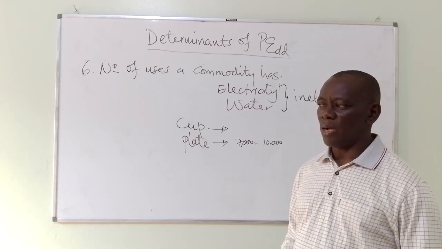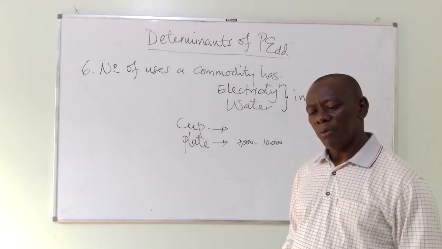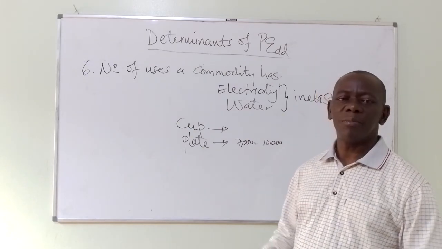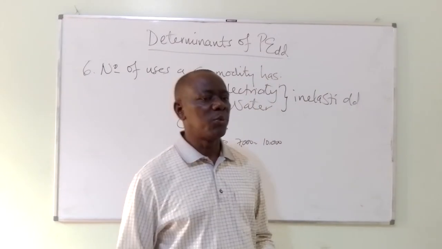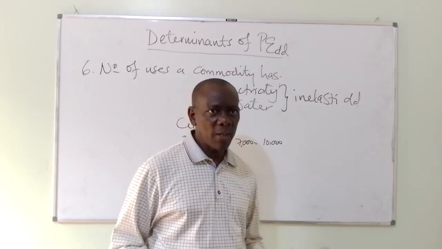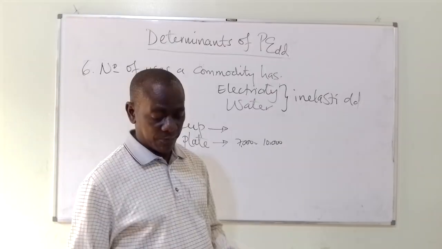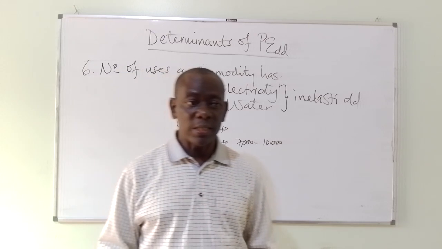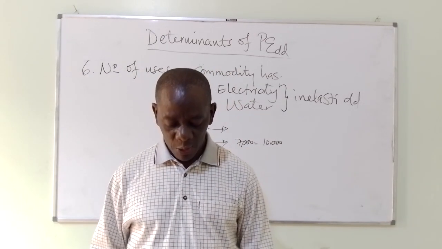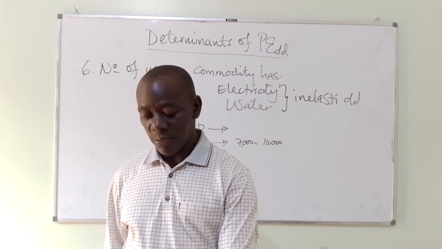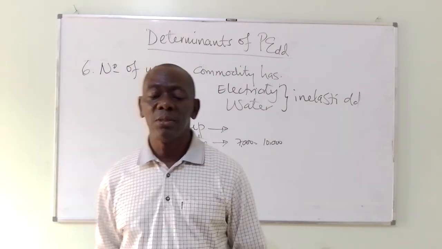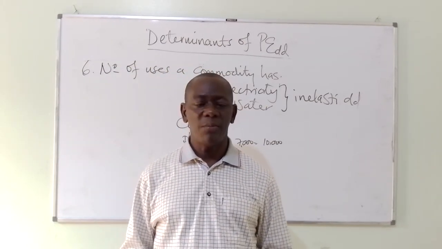Some people even have alternatives. Say, no, I will not get a plate. When I finish cooking, I will eat from the saucepan. So you feel that there is no need to buy a plate. Why? Because it has fewer uses. So that is another factor that determines price elasticity of demand.